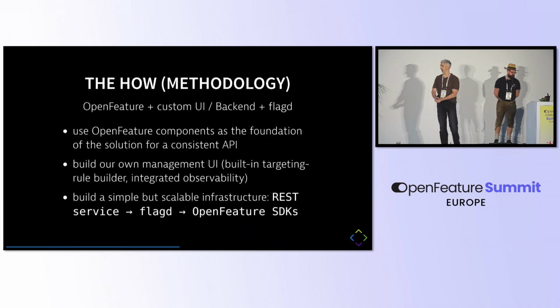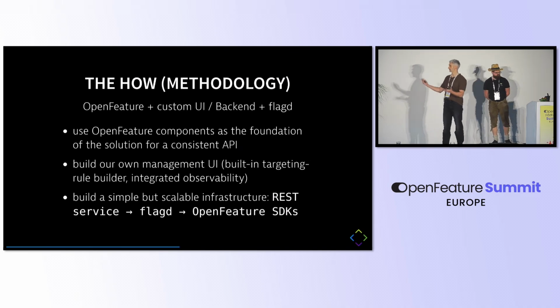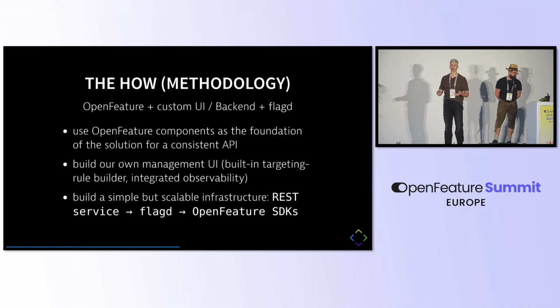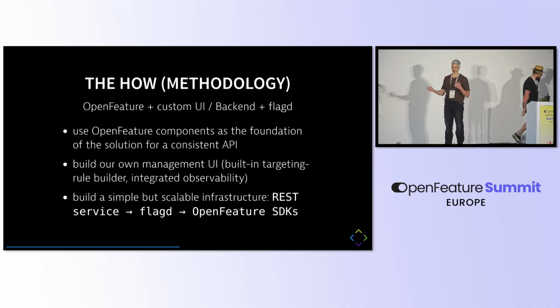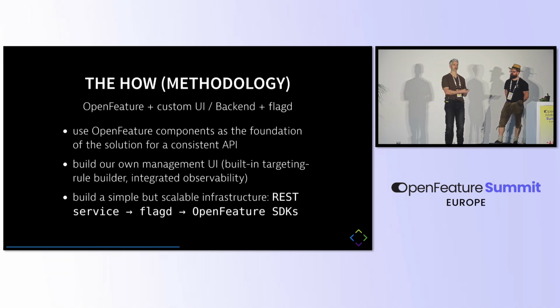This is actually the methodology. In short, we used open feature components and some custom backend tooling on top of that. All open feature components. We did build our own UI, so it was specifically tailored to what we knew our devs would do using our internal UI platform. And then we built a simple, scalable infrastructure on top of the open feature components. So basically, we're storing our flags in a custom database and then delivering them all through FlagD, which I'll talk about in a little bit, all the way down to the open feature SDKs.